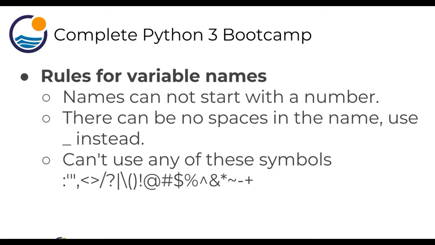Now, there are a couple of rules for choosing a variable name in Python, and these rules are that names cannot start with a number. There can also be no spaces in the variable name, so you should use an underscore instead, and you also can't have any of these symbols in a name. And if you accidentally forget this list of symbols, if you were to type one of these symbols out in a variable name, Python would quickly complain and you'd have an error. So you don't need to worry about memorizing all these. You'd get the error as you're typing along.